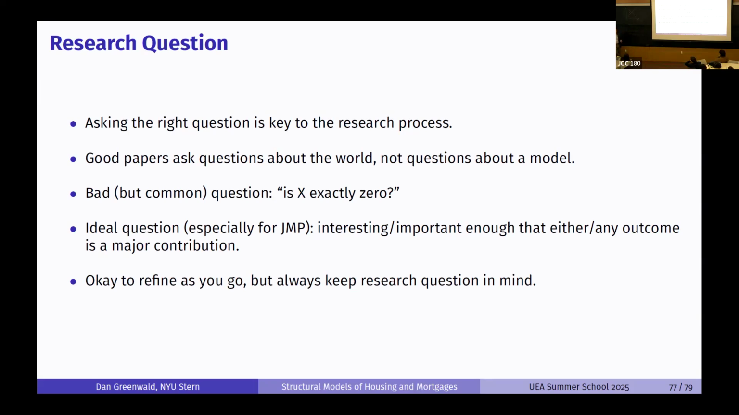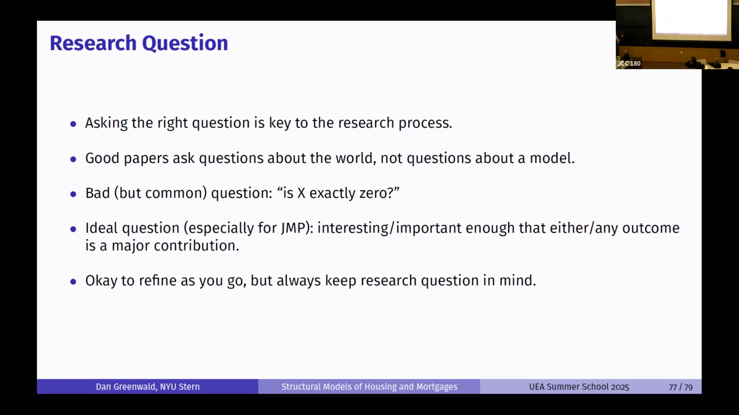Good papers, in my opinion, ask questions about the world, not questions about a model. So take a model and say, what if I endogenize this? I think is not ideal. A better question is like, why is this happening? Okay. Now, another thing, and that's kind of model-based, but here's something which shows up in empirical work as well.